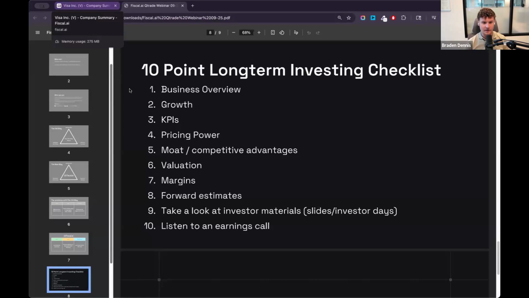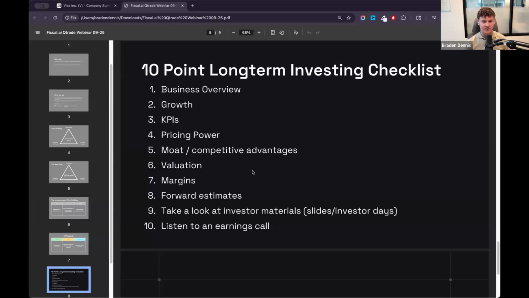So today we're going to go over the business overview, the growth, some of the KPIs that drive the business, their pricing power over time, their moat and competitive advantages, and how I think about that for this specific company, valuations, margins, estimates looking forward. Then we're going to look at investor materials like slides and investor day stuff, and then where you'd find the earnings call.